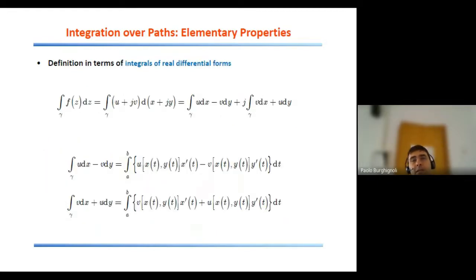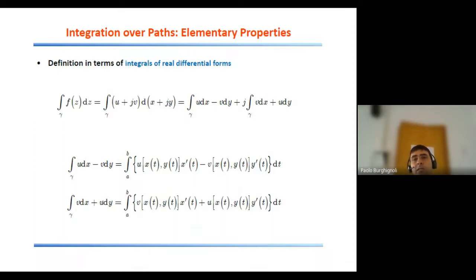We can see also the connection between the integration in the complex plane and something that you may be familiar with, that is the integral of real differential forms, which is nothing but the integration that you use in physics, for example, when you calculate the work done by a force. In that case, you have a field of forces, and that's the real differential form, and you perform the integration along a given path.